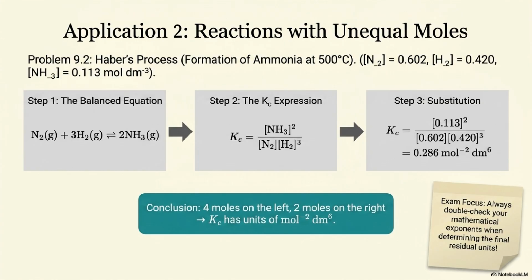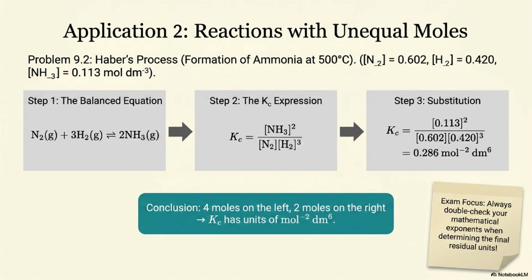But what you are looking at is actually deeply precise. The numerical value 0.286 is constant for that temperature. But the type of unit is entirely dependent on the specific chemical recipe. The shape of the unit is a fingerprint of the reaction's geometry. A fingerprint of the geometry.